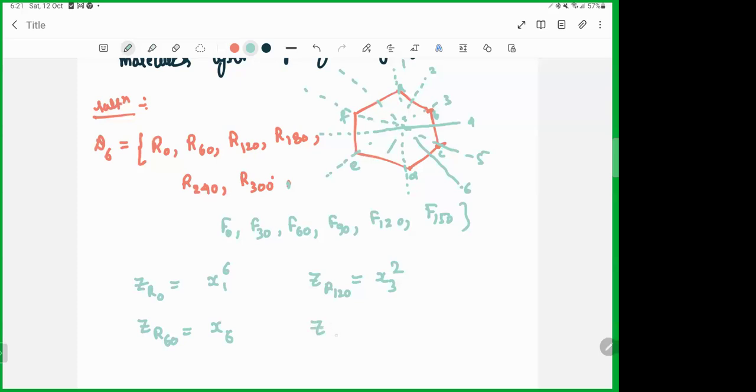So what is the rotation by 180? We are rotating along 180 degrees. So A will go to D, B will go to E, C will go to F. So we have three two cycles, right? Yes.